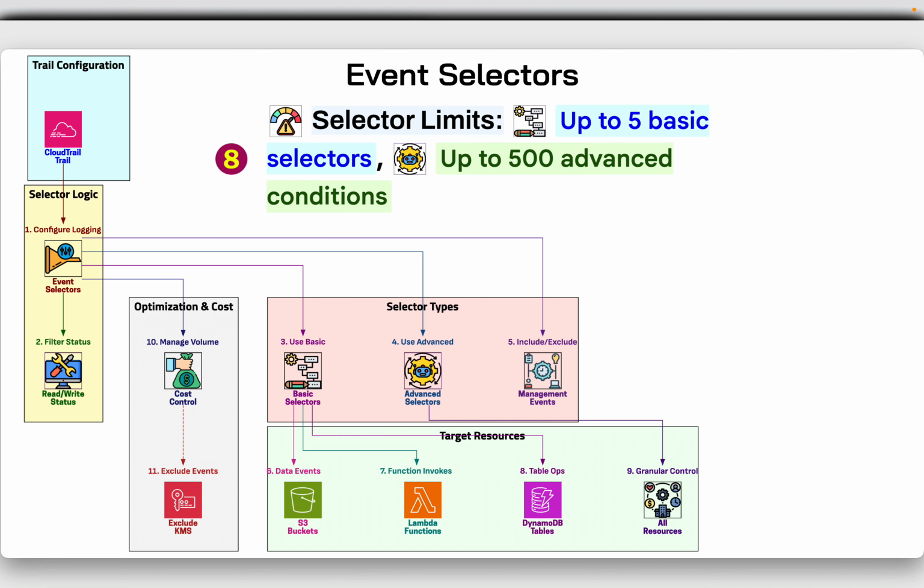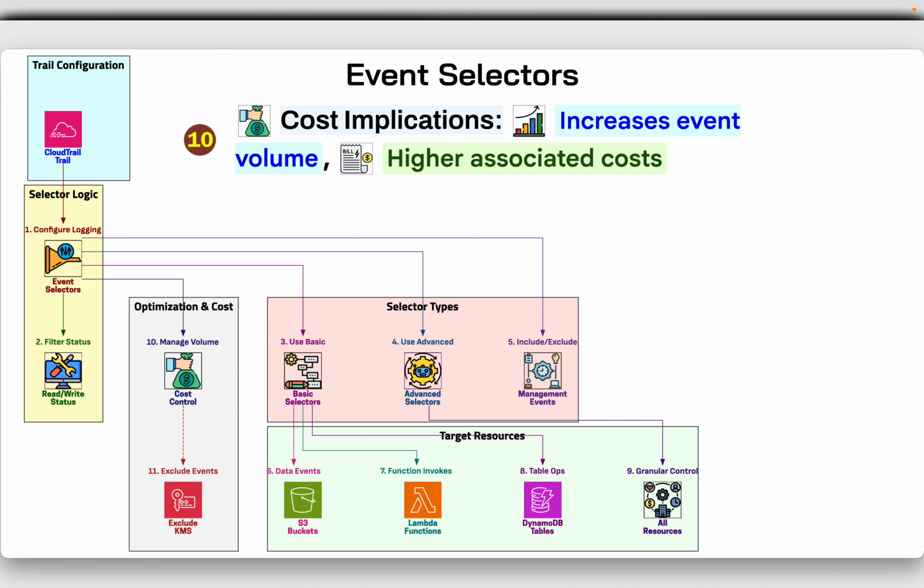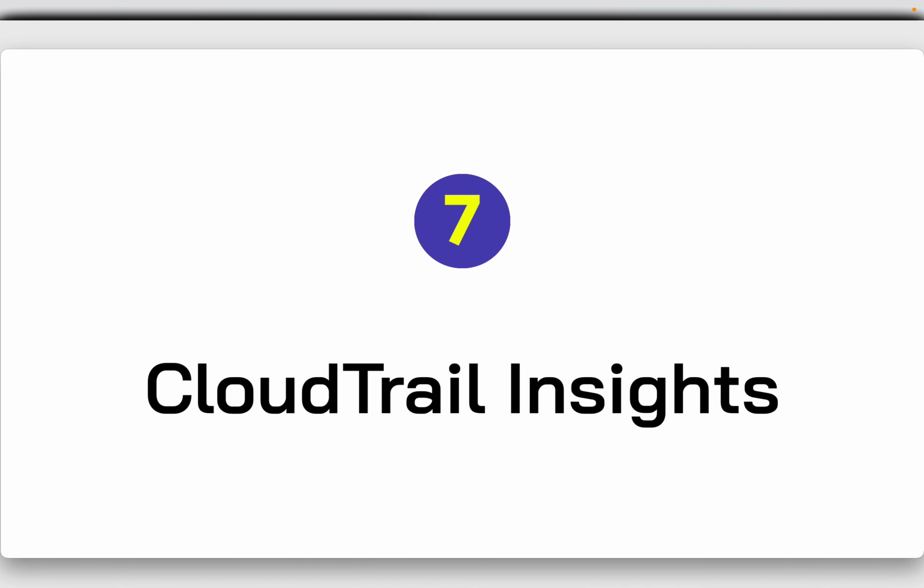Each trail can have up to 5 basic event selectors or up to 500 advanced event selector conditions. Event selectors can include or exclude management events from a trail. Enabling data event logging significantly increases the volume of events and associated cost. Seventh topic is CloudTrail Insights.